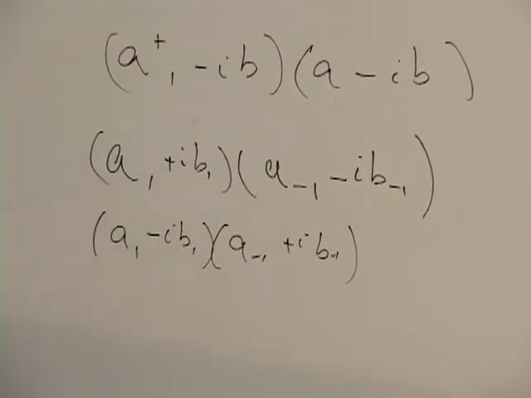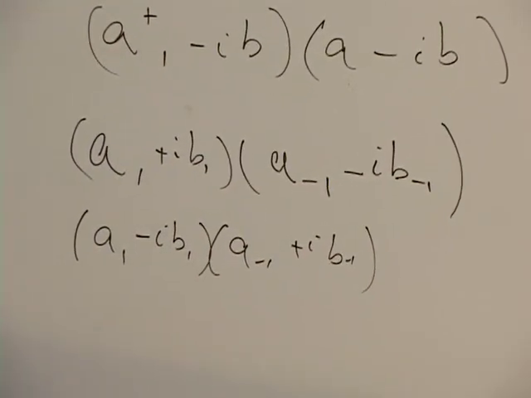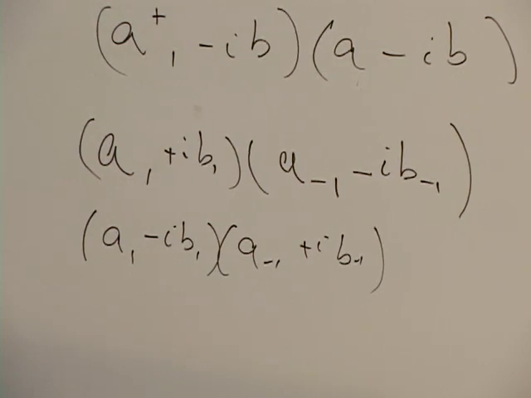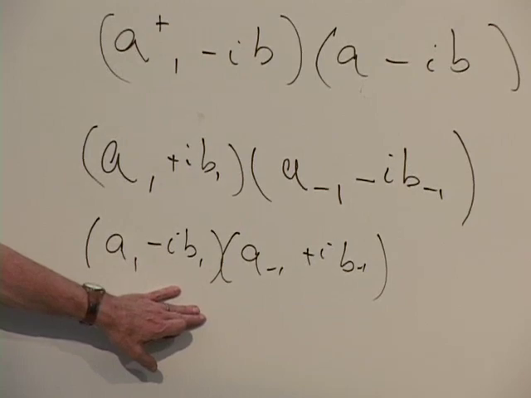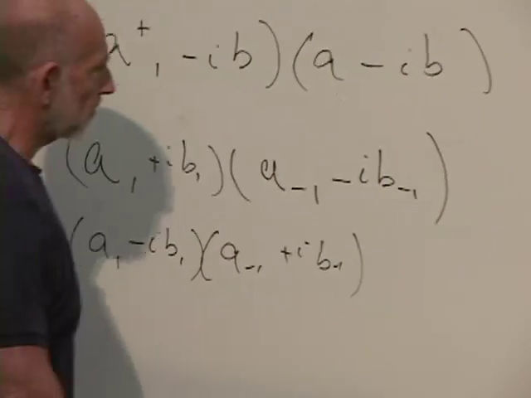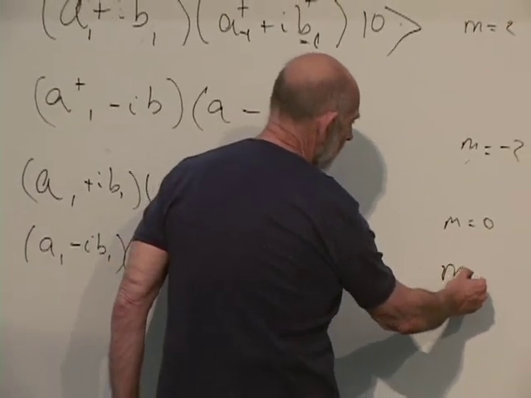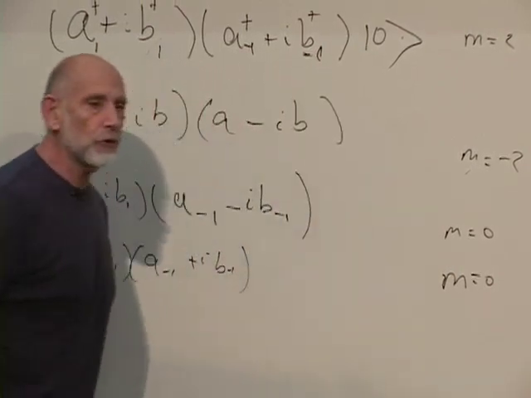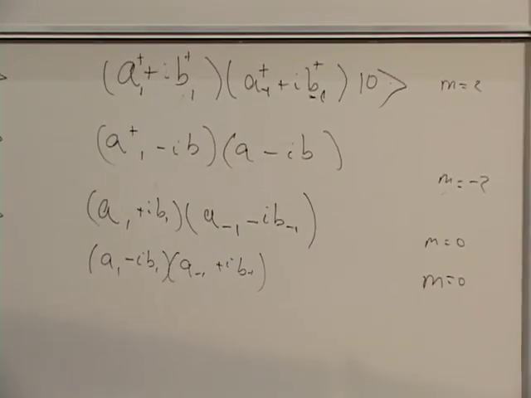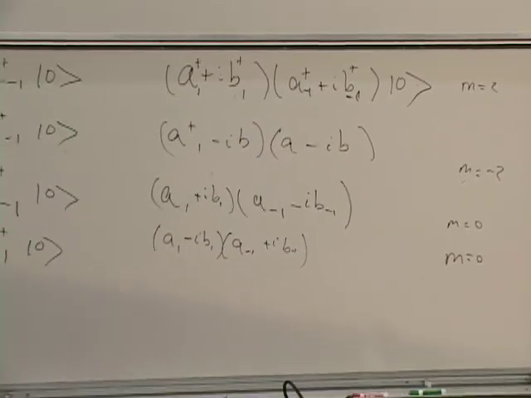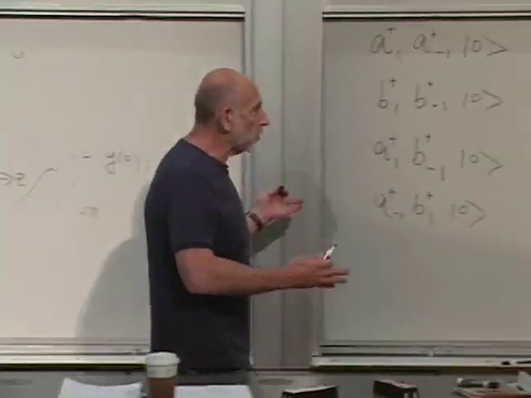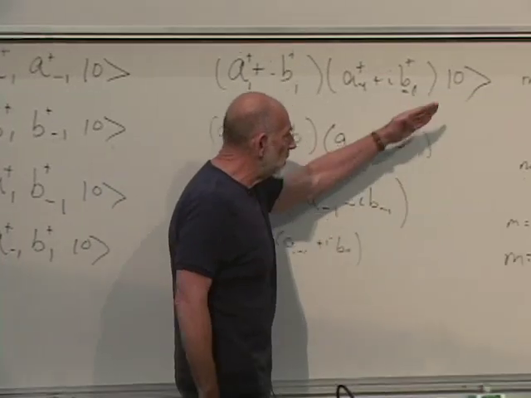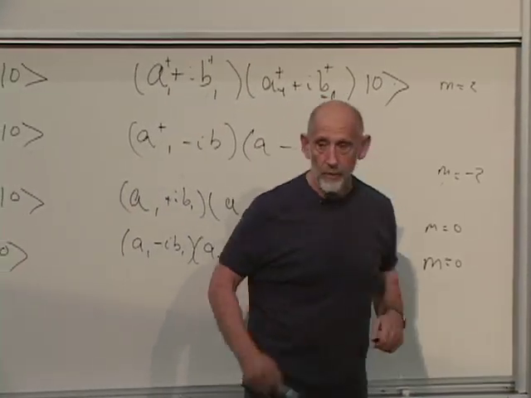Those four possibilities are linear combinations of these. How much angular momentum here? 0 again. So we have two states with angular momentum 0, and one state with angular momentum 2 and one state with angular momentum minus 2.